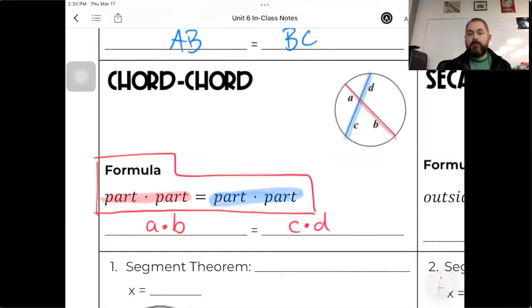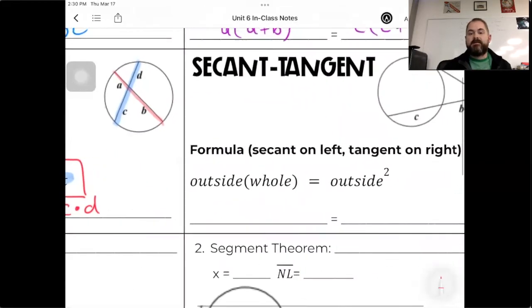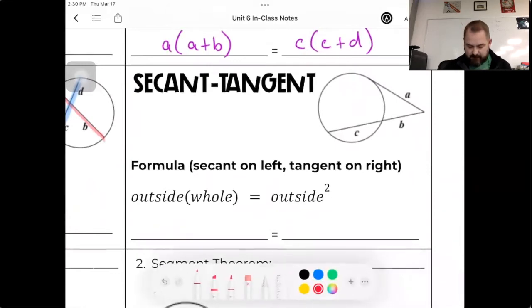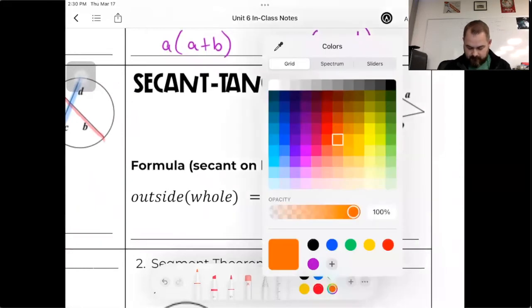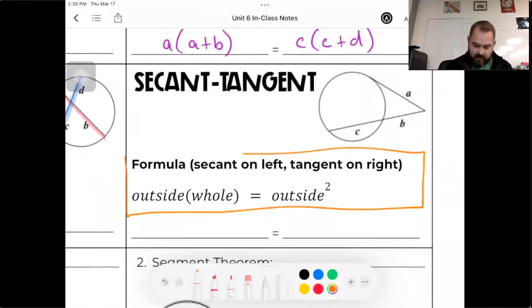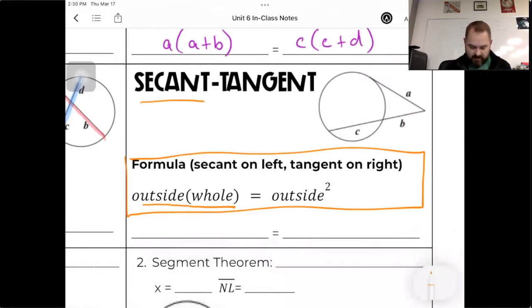And then this last one is the relationship of a secant and a tangent. Now, when I am using a secant and a tangent, the formula is this. The secant part of this is still the phrase outside times whole. Anytime we use a secant, that's how you're going to calculate that, outside times whole. So that would be part B times the whole thing, B plus C.